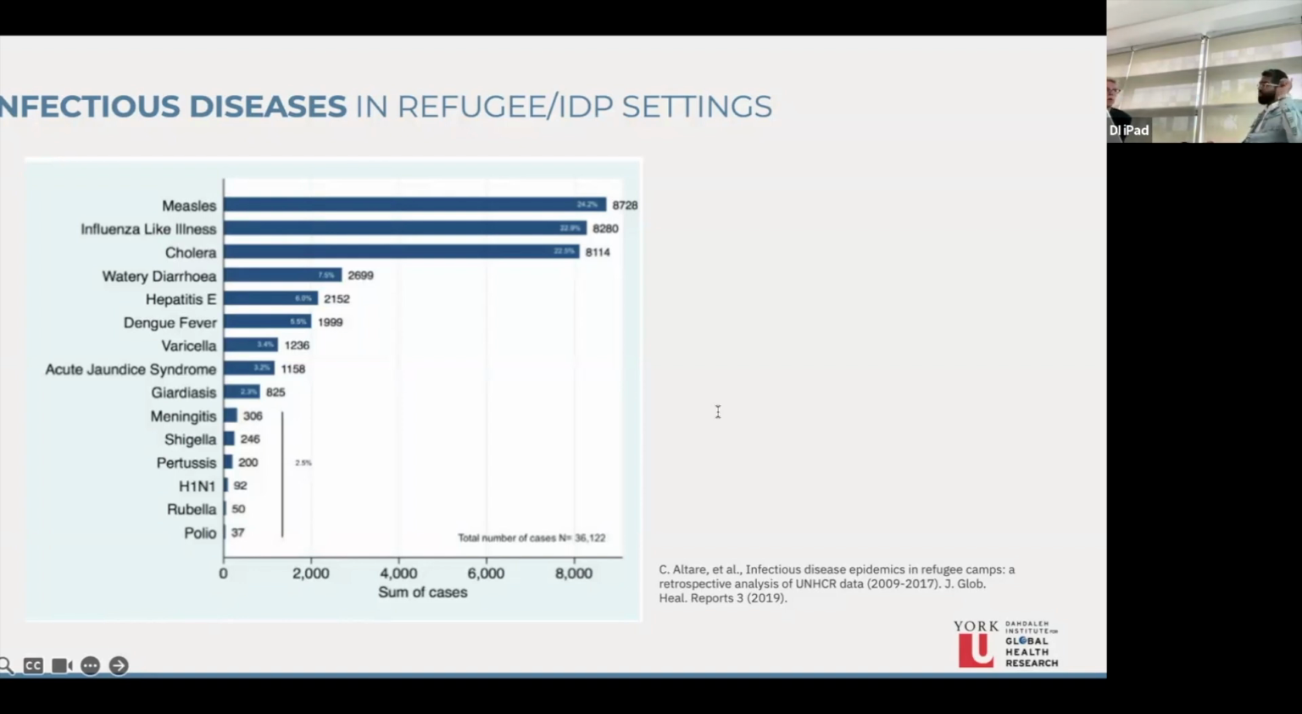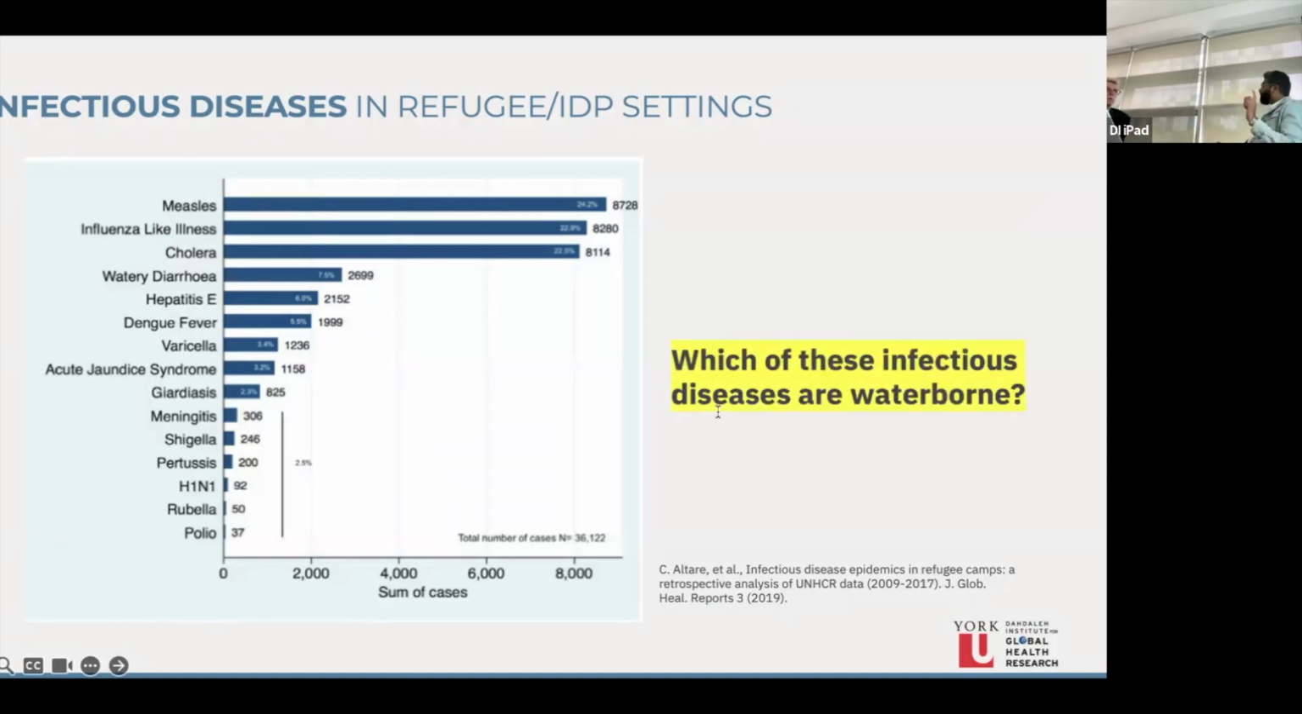I hope you guys can read this, but of these infectious diseases, which do you think are waterborne? Dengue? Okay, that's an option. It's not exactly waterborne. It's water something else. I'll explain that in a moment. Hepatitis E, cholera, definitely. They all have something to do with water and sanitation in some way, but some of them are directly transmitted by water itself, therefore waterborne diseases.